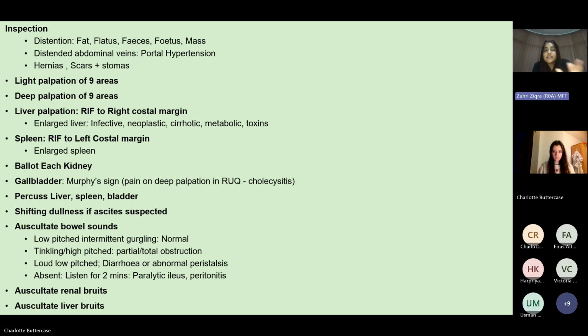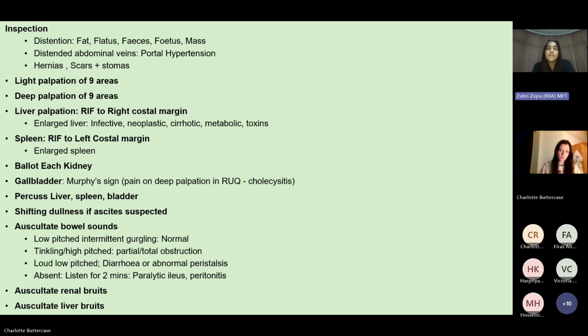So main thing is, is there any abdominal distension? There's your 5 F's, isn't there? Fat, flatus, feces, fetus, and a mass. Check for any veins that are distended, which could signify portal hypertension. Check for hernias, any stomas that are relevant. We start with our light palpation of those 9 areas. We then go into deep.